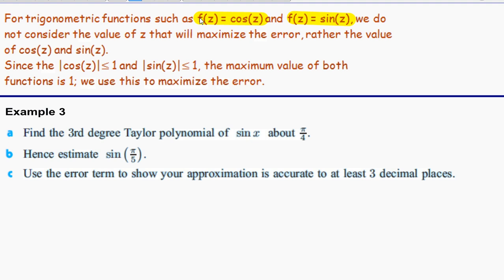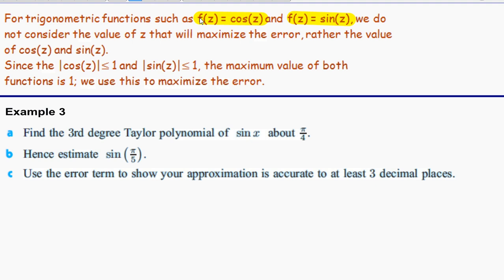Now, cos z has boundaries on its values: cos z is between -1 and 1, and sine z is between -1 and 1. We do not consider the value of z that will maximize the error, rather the value of cos z and sine z. So we look at that function at z.